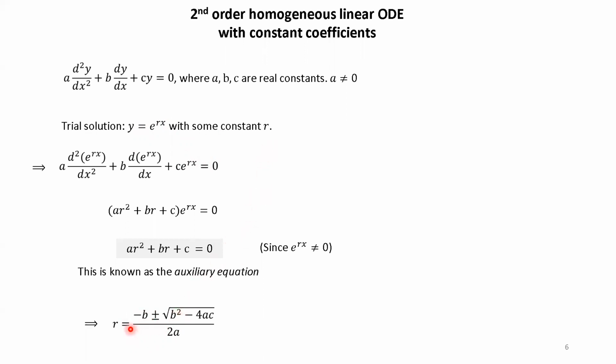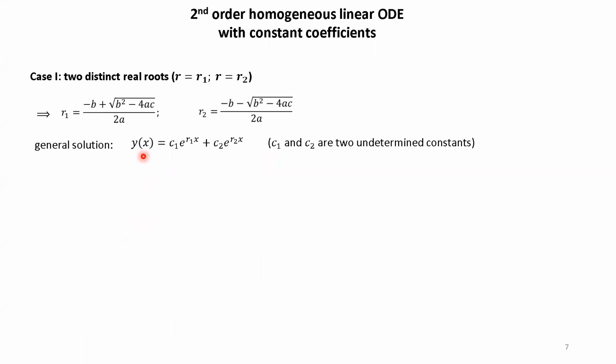Okay, but anyway, now let's consider case by case. Okay, so first, the simplest case I would say is that I find two distinct real roots. Okay, so these are just two real numbers. Then your general solution is C1 e to the R1x plus C2 e to the R2x.